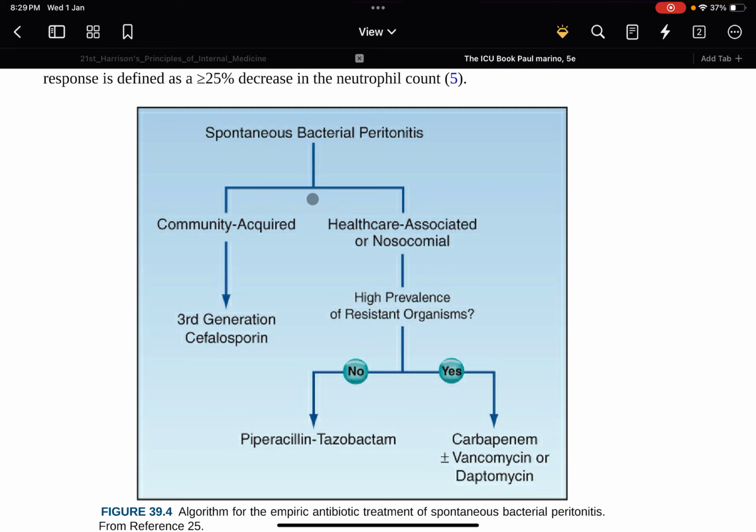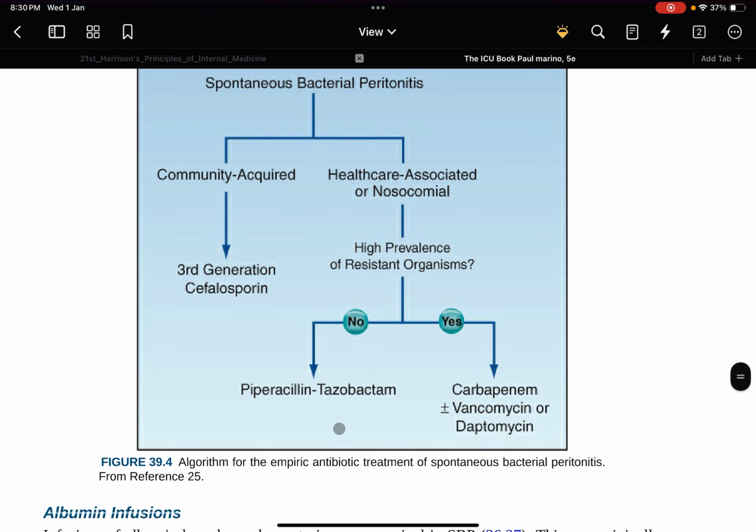Here is a flow chart or algorithm of empiric antibiotic treatment in spontaneous bacterial peritonitis. If it is community acquired, a third generation cephalosporin like cefotaxime or ceftriaxone. If it is healthcare associated or nosocomial, and the prevalence of resistant organisms is high, then a carbapenem plus or minus vancomycin or daptomycin, and if resistant organisms are less prevalent, then piperacillin and tazobactam is enough.